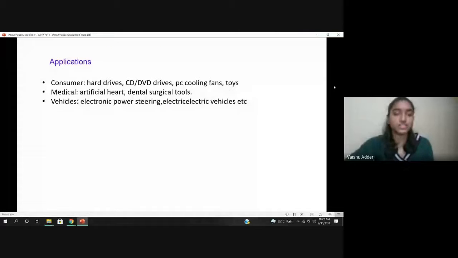The applications of BLDC motors: the consumer level applications are hard drives, CD drives, DVD drives, PC cooling fans, toys. The medical level applications are artificial hearts and dental surgical tools. The vehicle level applications are electronic power steering, electric vehicles, and so on.